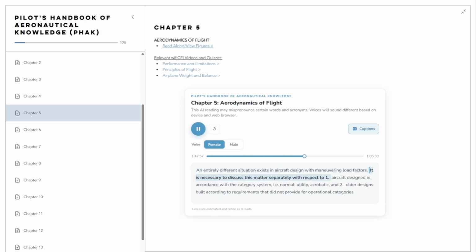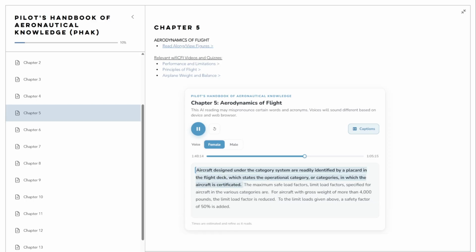It is necessary to discuss this matter separately with respect to: 1. Aircraft designed in accordance with the category system, i.e., normal, utility, acrobatic, and 2. Older designs built according to requirements that did not provide for operational categories. Aircraft designed under the category system are readily identified by a placard in the flight deck, which states the operational category, or categories, in which the aircraft is certificated.